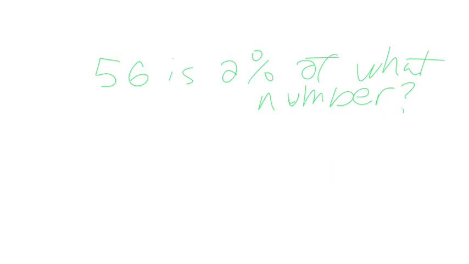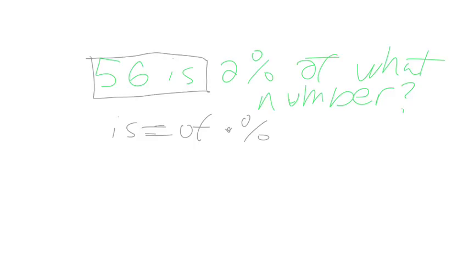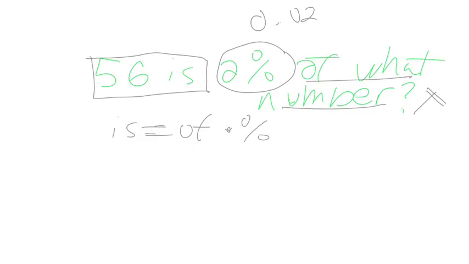56 is 2% of what number? So we're using the equation is equals of times percent. So we're going to identify these three things in the word problem. Whatever we don't know, we're going to let be our variable x. So 56 is, it looks like that's the portion that we're looking for. Okay. 2%, that's our percent. But remember, always make your percent into a decimal, 0.02. And it says of what number? So it looks like we're looking for the total number of things. We're going to let that be x.